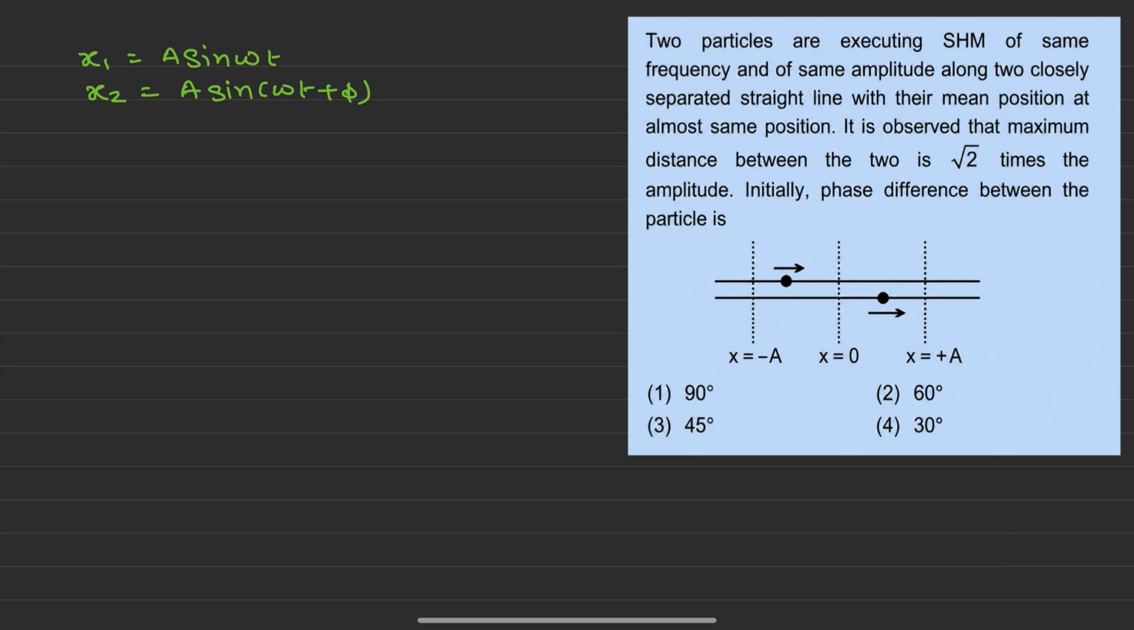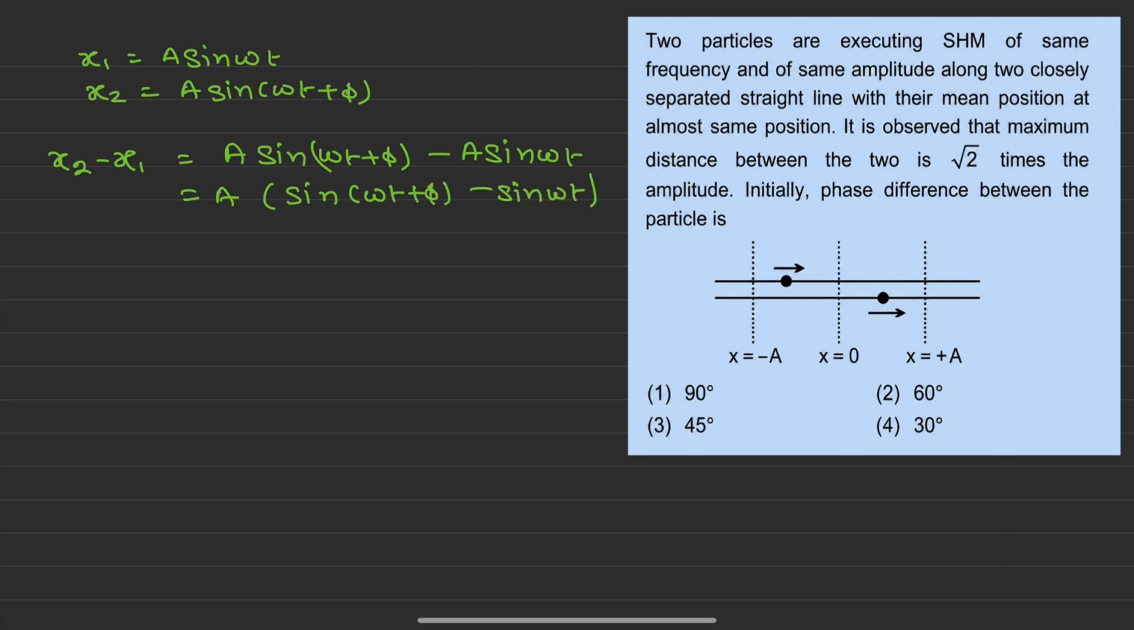So let us say the first particle's equation is given by x equal to A sin omega t. So for the second particle, it will be given by what? A sin(omega t plus phi). Now we are talking about the distance between them. Distance between them, you can say, is x2 minus x1. This value will become equal to what? A sin(omega t plus phi) minus A sin omega t. If you take A common, what is left over here? Sin(omega t plus phi) minus sin omega t.